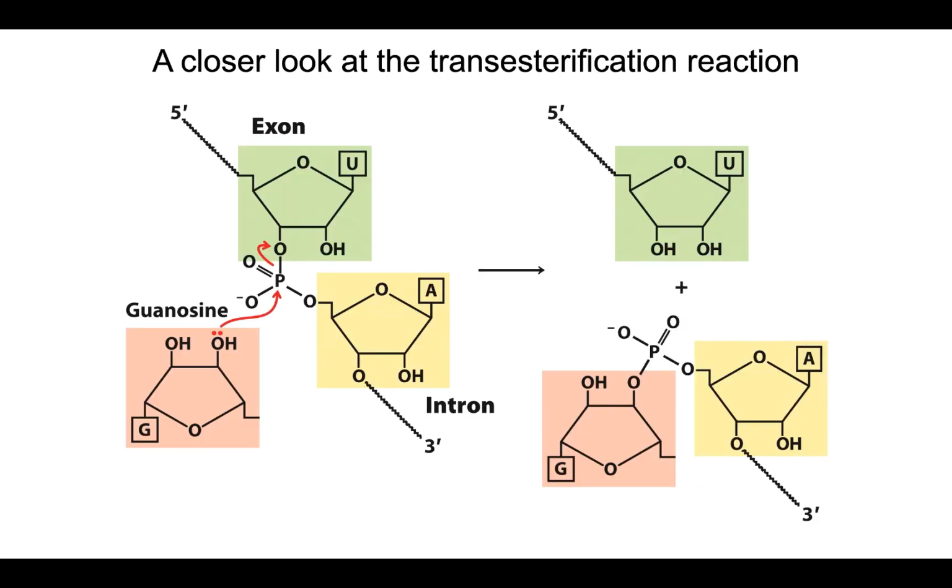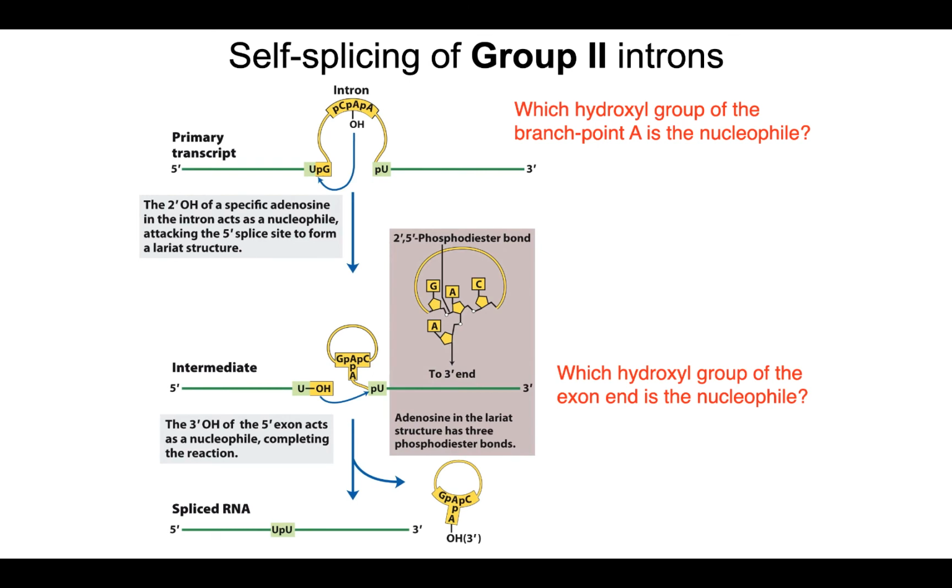Let's take a look at that reaction, and I want you to be able to understand and determine what is the nucleophile and what is the electrophile of this reaction, what's being attacked and what is doing the attacking. Now the attacker here is that 3' hydroxyl group from that free-floating guanosine that attacks the phosphate of the phosphodiester bond between the last exon base and the first intron base. When that happens, that covalent bond is transferred from between the intron and exon to the intron connected to that guanosine, freeing up the 3' hydroxyl group of the exon. And that's going to be involved in the next transesterification reaction, the second one.